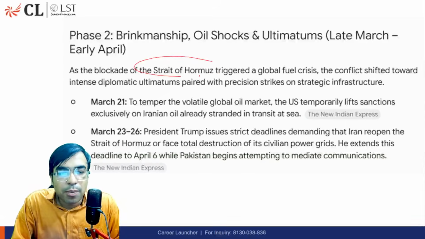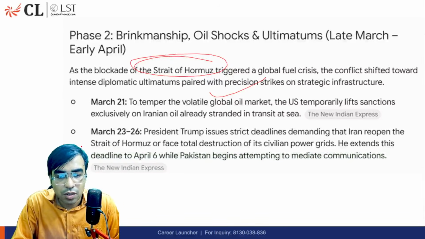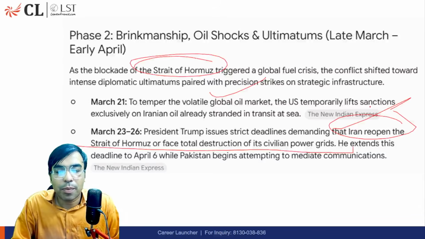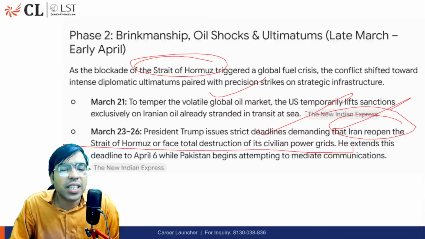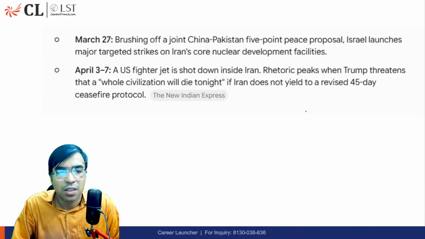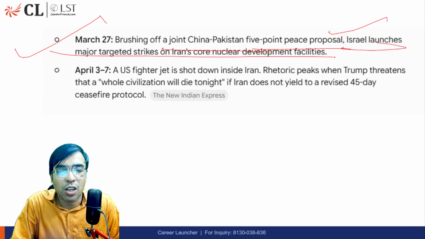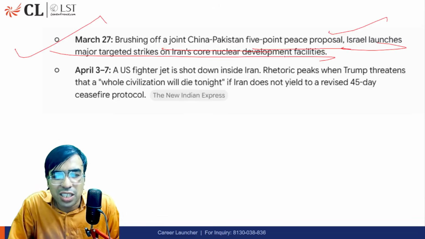So after that, we have seen the blockade of the Strait of Hormuz. The war happened from both sides. Attacks happened, etc. Iran faces total destruction of civilian power grids. Many things happened. So there was an attempt at mediation also, including a joint China-Pak 5-point proposal. Israel also launched attacks, etc. So the wars kept on happening.